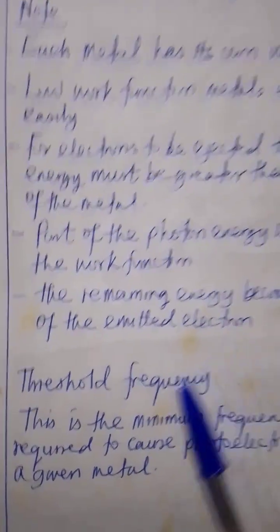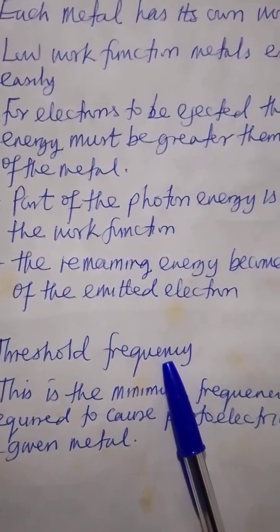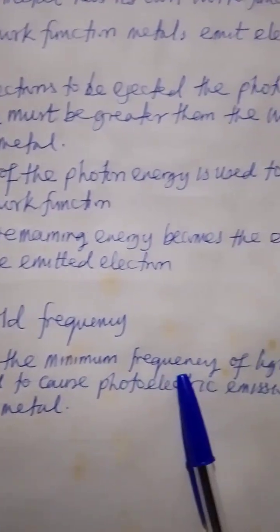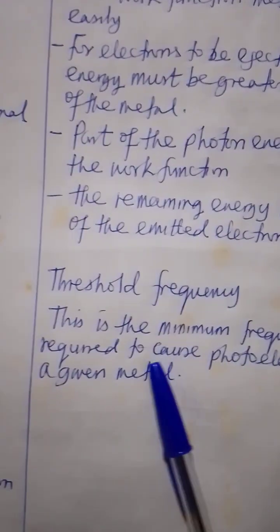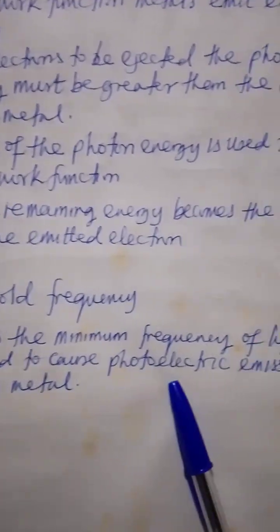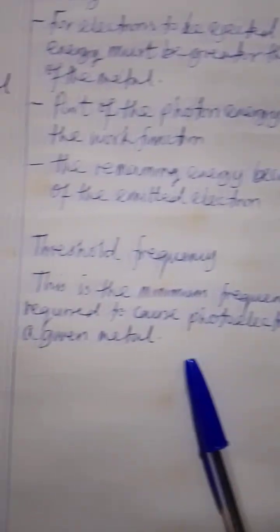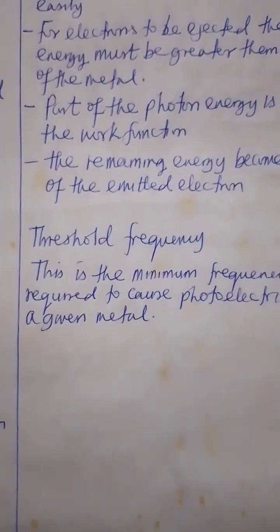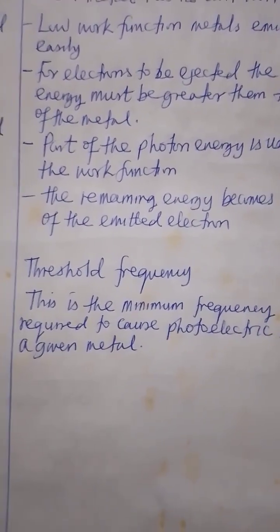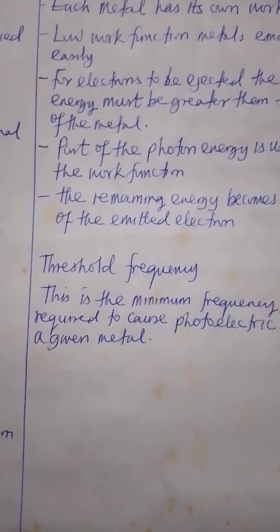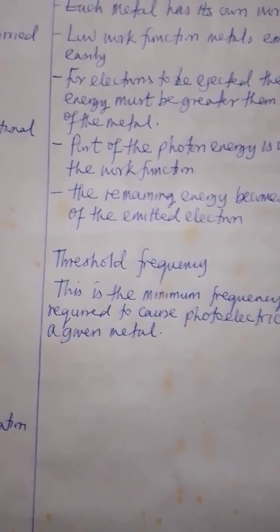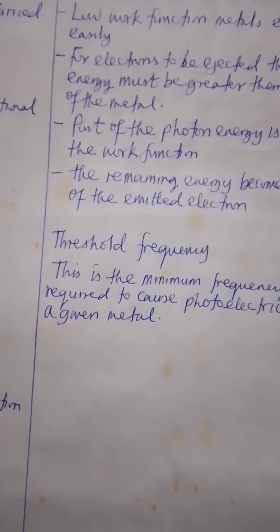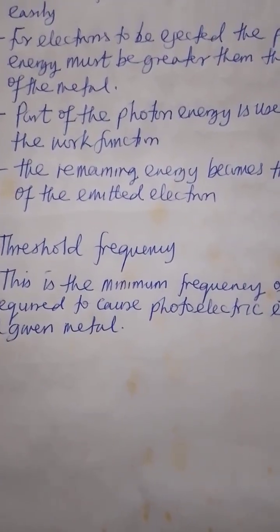This will take us to threshold frequency. Threshold frequency, that's f naught. This is the minimum frequency of light required to cause photoelectric emission from a given metal. That is, threshold frequency is the minimum frequency required to eject an electron from the surface of a metal without giving the electron kinetic energy. We will continue this topic in part 2.